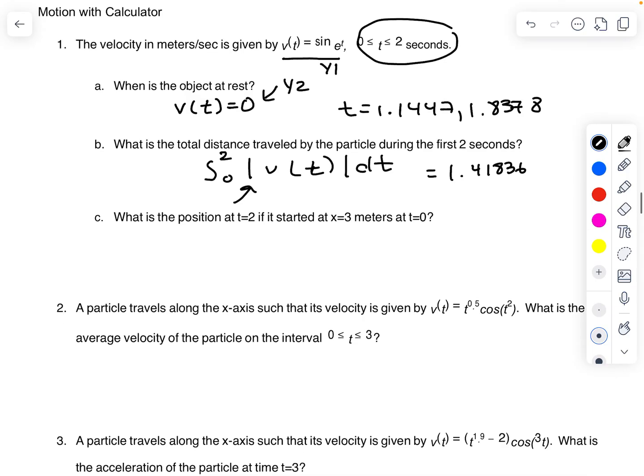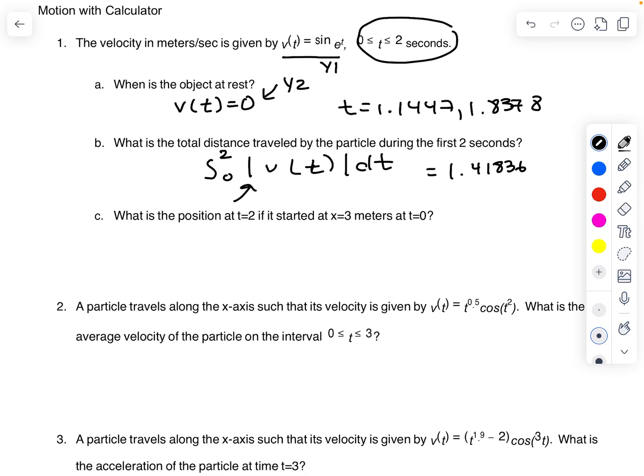Okay. Next, I want the position at t equals 2. So let's say x is your position, right? So I am trying to figure out this value right here. And it tells me that the position was already at 3 at time 0. So at 0, the position was 3. So this is what we're given. This is what we're trying to get to. I only have the velocity function.